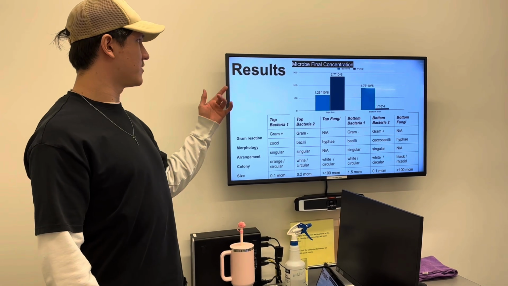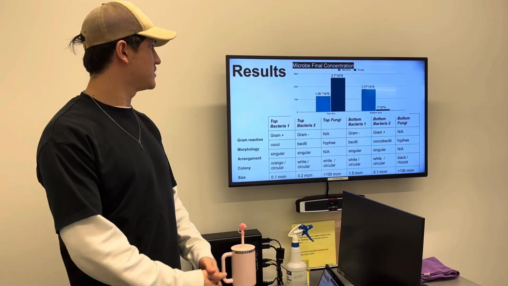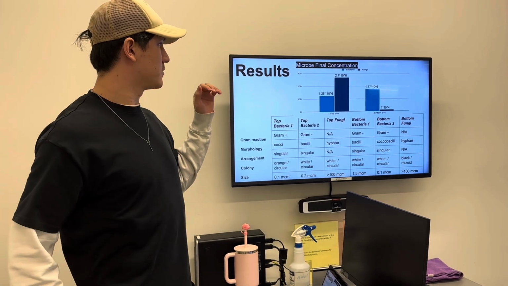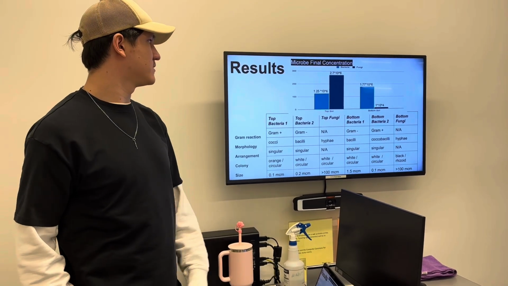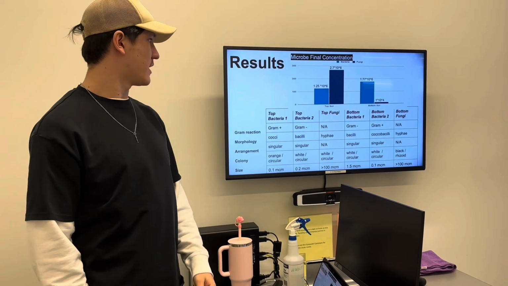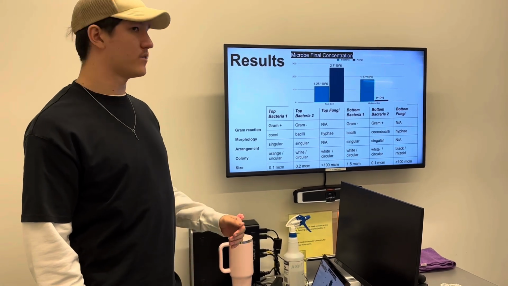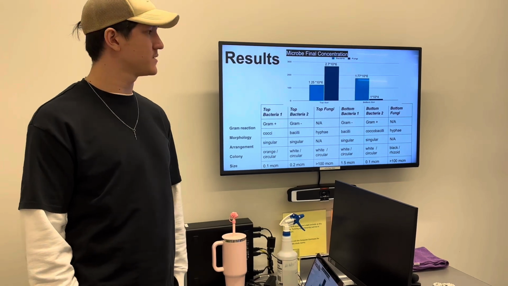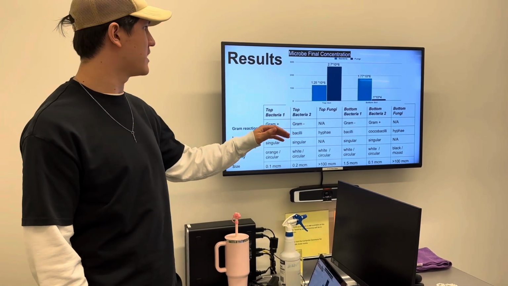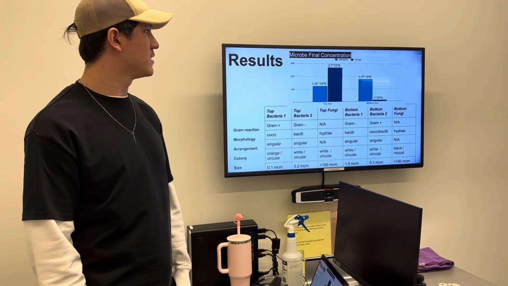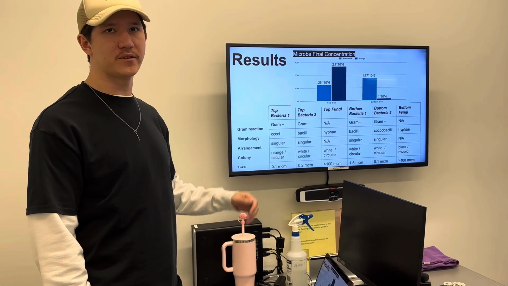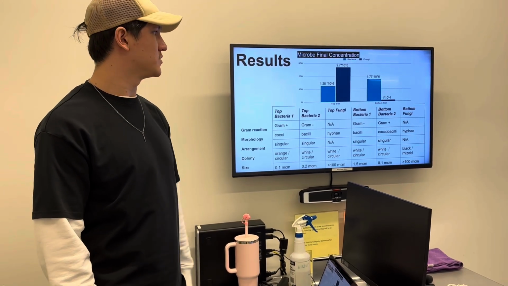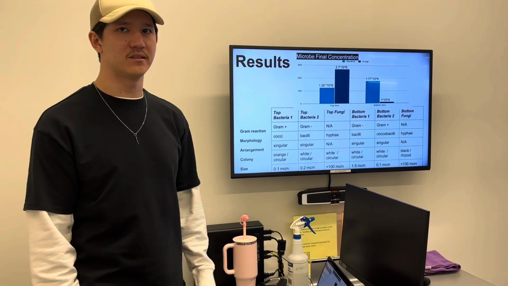Our results on our final microbe concentration: for our topsoil, we had 1.25 multiplied by 10 to the 6th power for our bacteria. And for our fungi in topsoil, we had 2.7 multiplied by 10 to the 6th. And for our bottom soil, we had 1.77 multiplied by 10 to the 6th for our bacteria. And for our fungi on our bottom soil, we had 1 multiplied by 10 to the 4th.